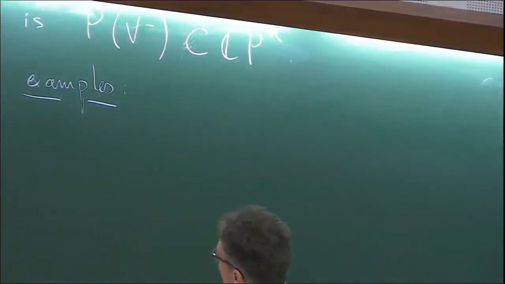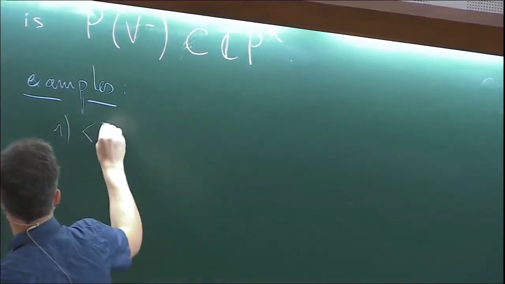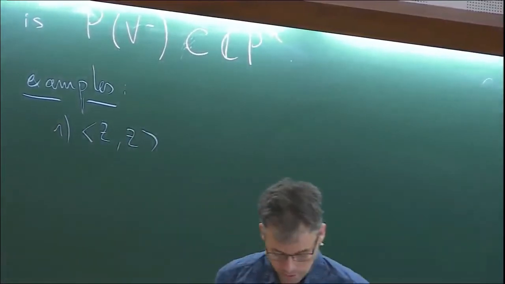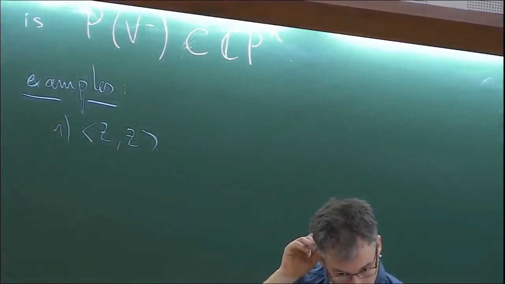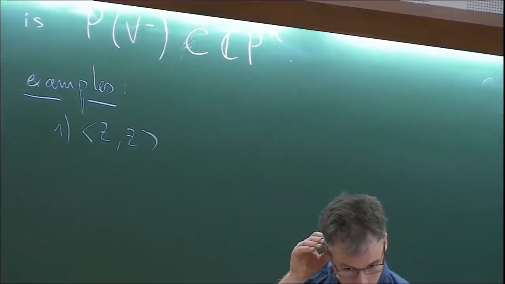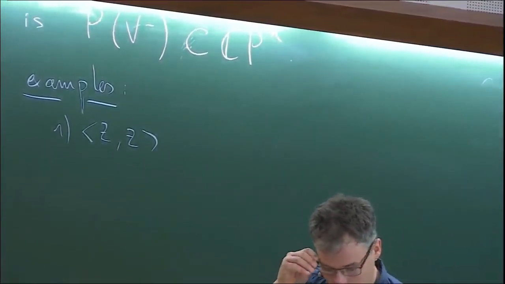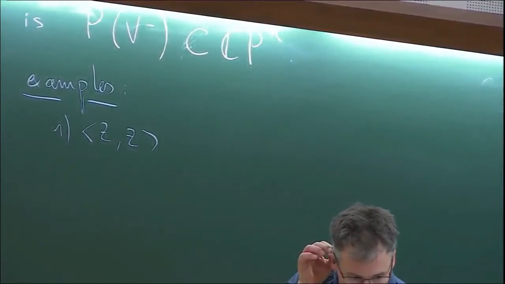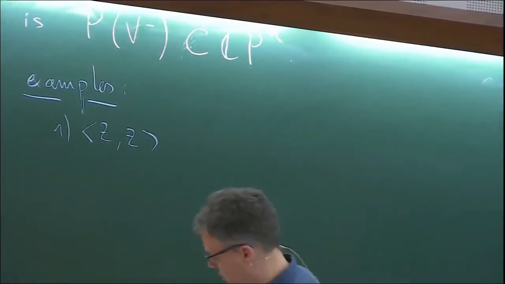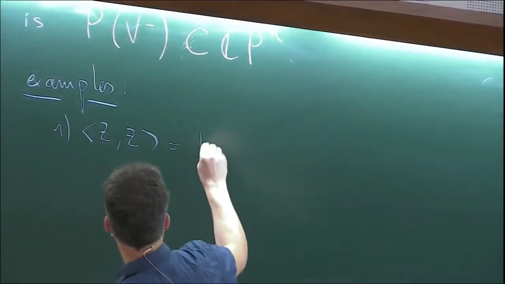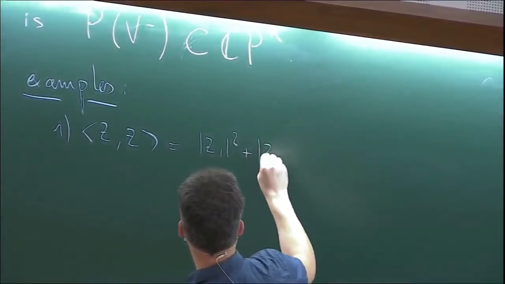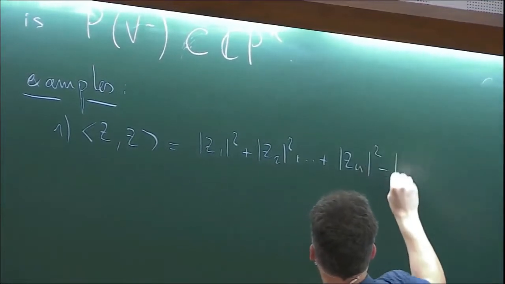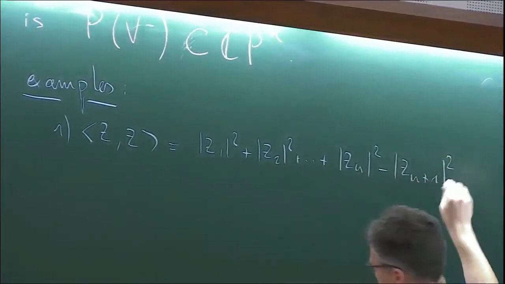So the first thing we can do is to take, well, the standard form of signature (n,1). And this is |z1|^2 plus |z2|^2 all the way till |zn|^2 minus |z_(n+1)|^2.